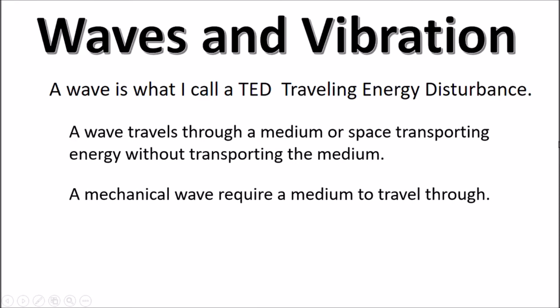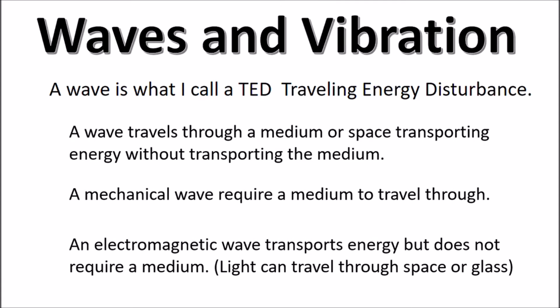Next, not in your definitions, but important because we're going to do it next, is an electromagnetic wave. An electromagnetic wave transports energy but does not require a medium. A great example is light. Light can get to us from the sun. Light comes from the sun, hits the earth. All right. We see stars out in the sky, so light's getting to us from the stars, traveling millions and millions of miles. Well, light can also travel through a medium.